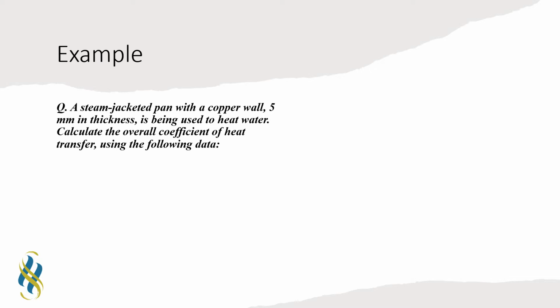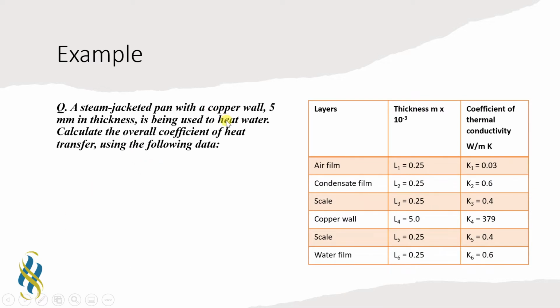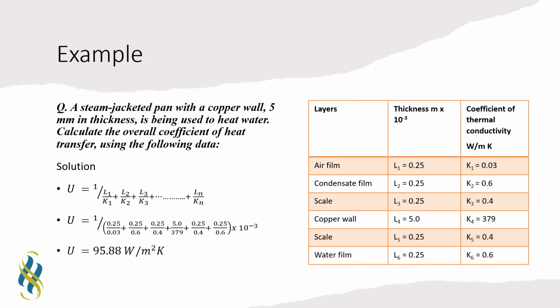So repeating the calculation with copper instead of steel, the whole question is the same. We have just replaced the steel wall with a copper wall. So the thermal conductivity, which was 43 for steel, is here 379 for the copper wall. We put this data into the equation of overall coefficient of heat transfer, and the result obtained is 95.88 watt per meter square Kelvin.